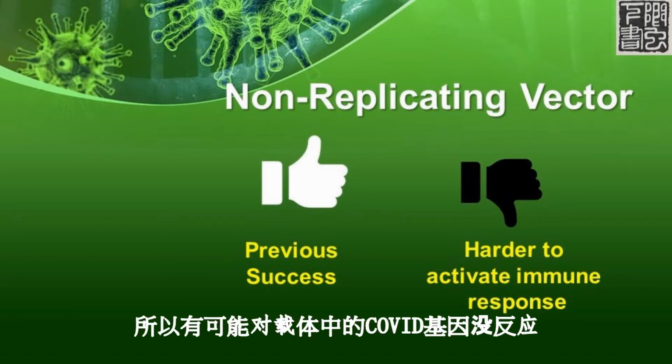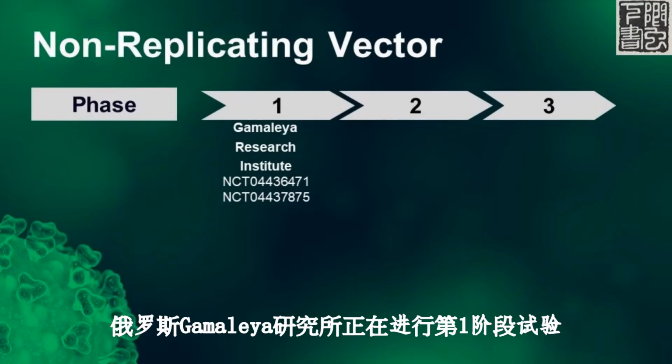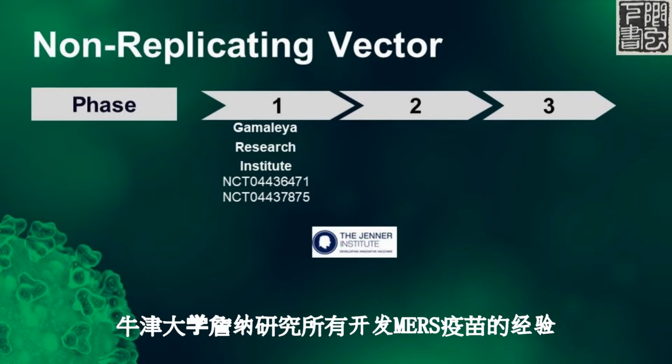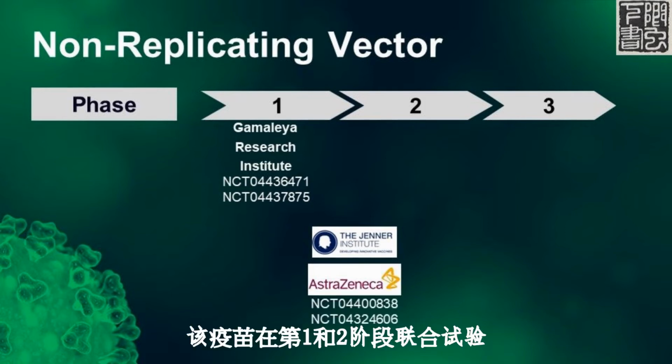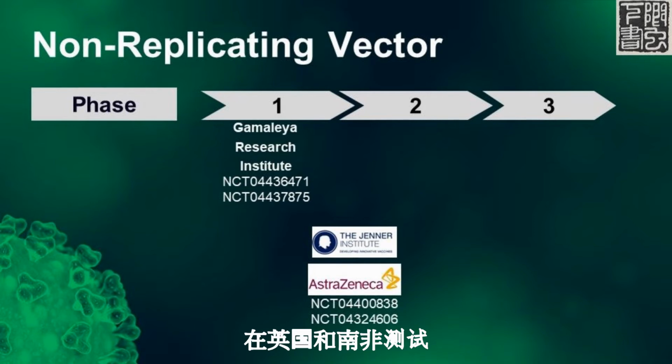It may be less likely to react against the COVID spike protein made in the vector. The Gamalaya Research Institute in Russia is conducting a phase 1 trial. The Jenner Institute at the University of Oxford has previous experience in developing a MERS vaccine. Now it's developing a COVID vaccine with AstraZeneca, another big pharma. The vaccine is undergoing a combined phase 1 and 2 trial and is tested in the UK and South Africa.